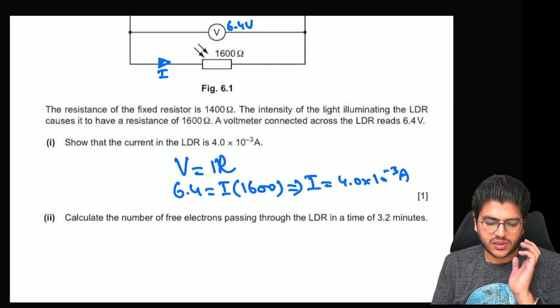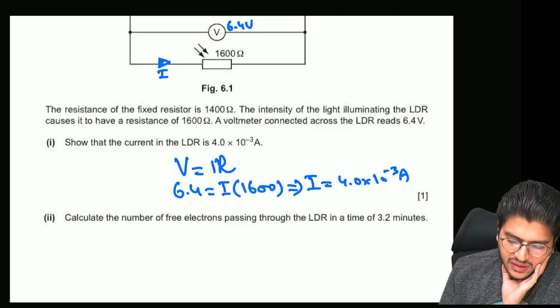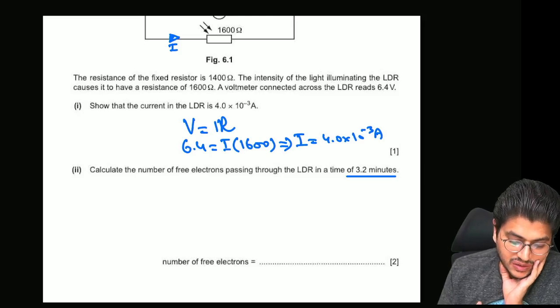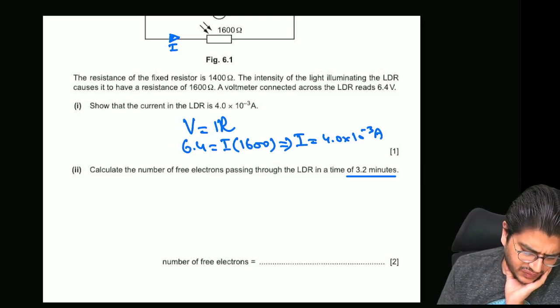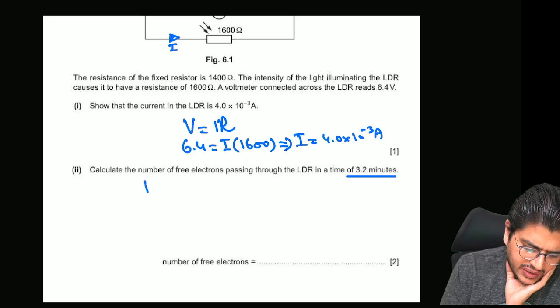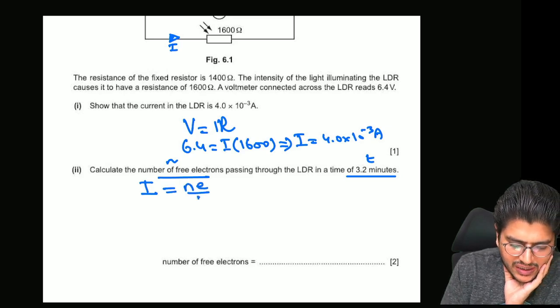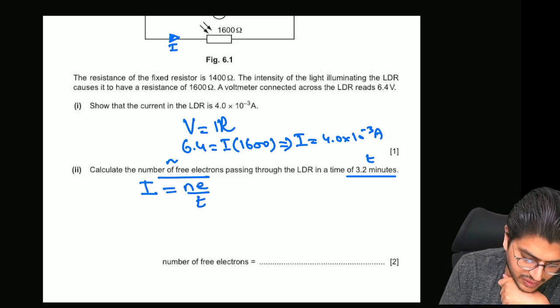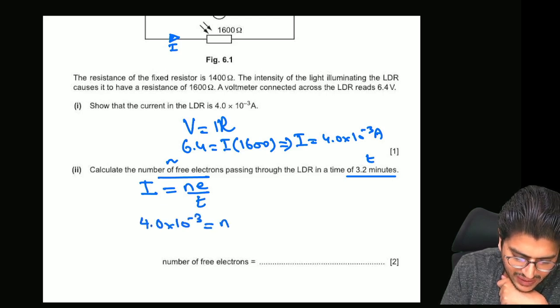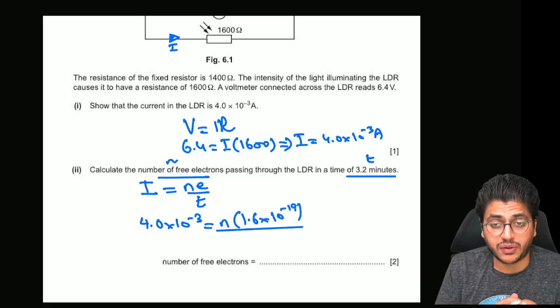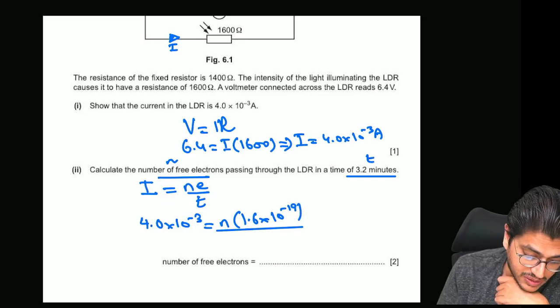Calculate the number of free electrons which are passing in a time of 3.2 minutes. The number of free electrons. Now, try to understand that you already have the current, and they're asking for the number of free electrons, and they're giving you the time as well. So the formula will be I = Ne/t. You have the current, which is 4 × 10^-3, equal to N times 1.6 × 10^-19. This is the fundamental charge of an electron. And time is 3.2 minutes.